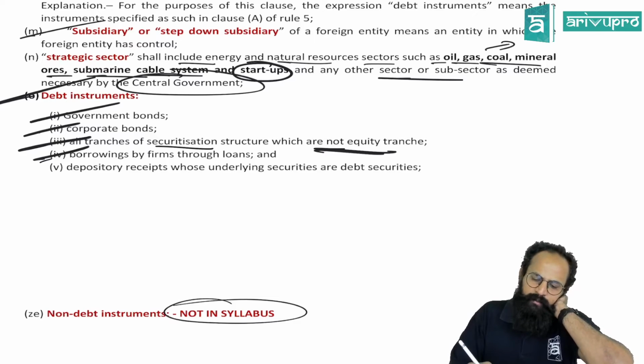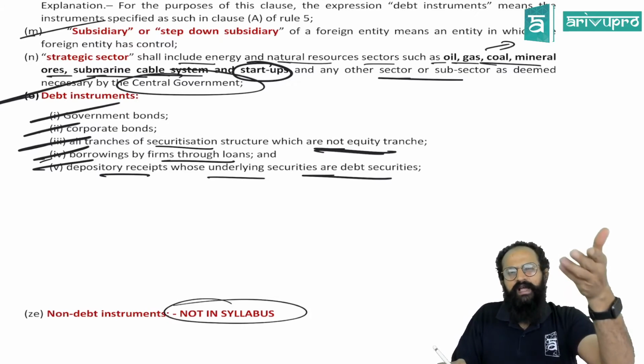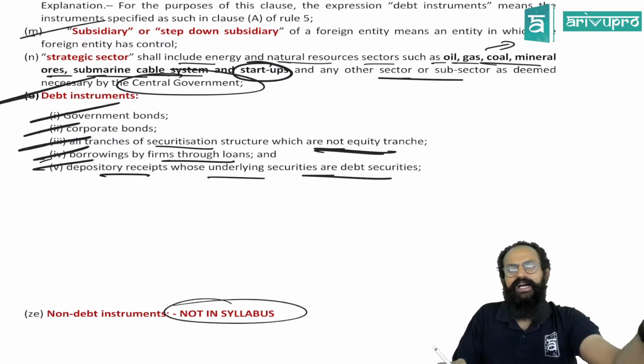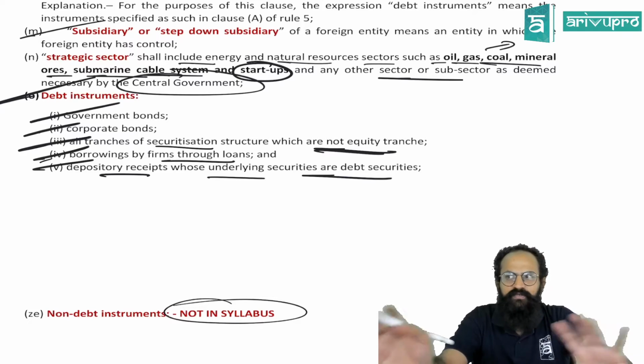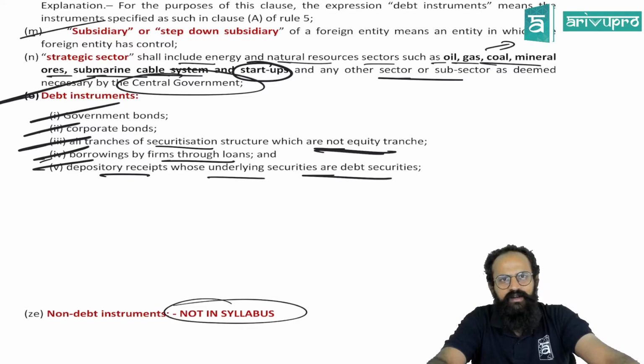Okay. Borrowing by firms through loans. So loans, depository receipts whose underlying securities are debt securities. I hope I have told you something called IDRs, ADRs, GDRs. So generally what happens, depository receipts means when one country is issuing securities outside and they are raising money, that is called depository receipts. If a foreign company issues in India, it is called IDR. If an Indian company issues outside India, it is called ADR, GDR. Now what they are telling you, debt instrument includes depository receipts whose underlying securities are debt securities.